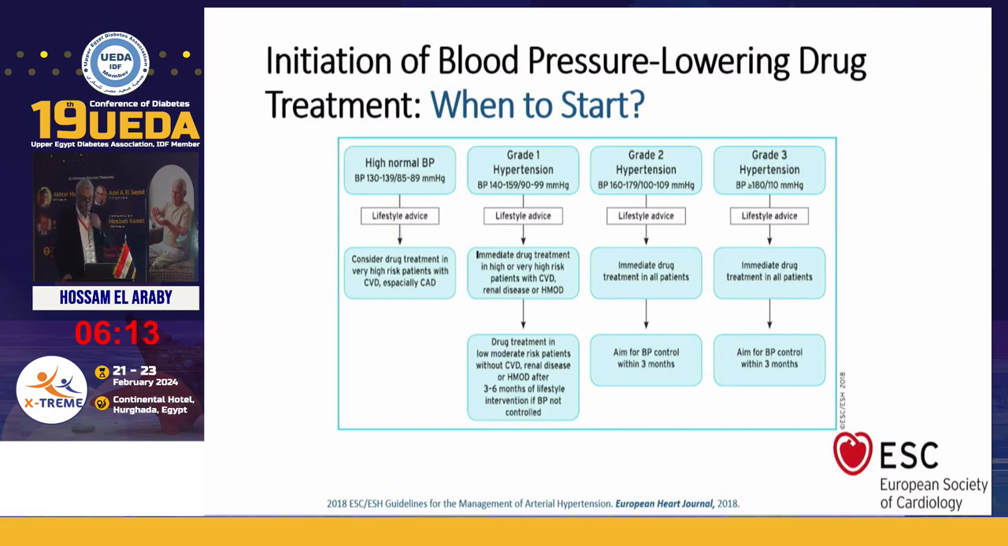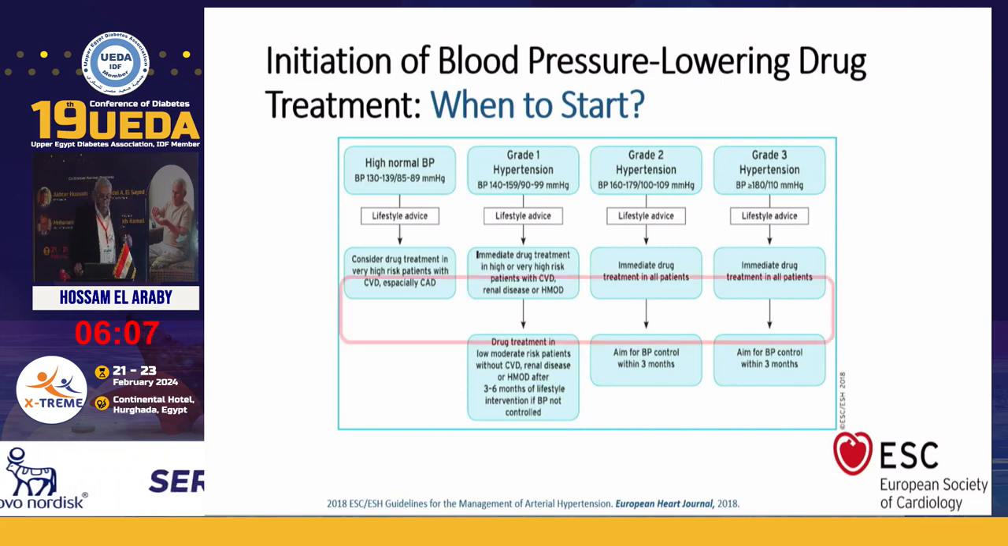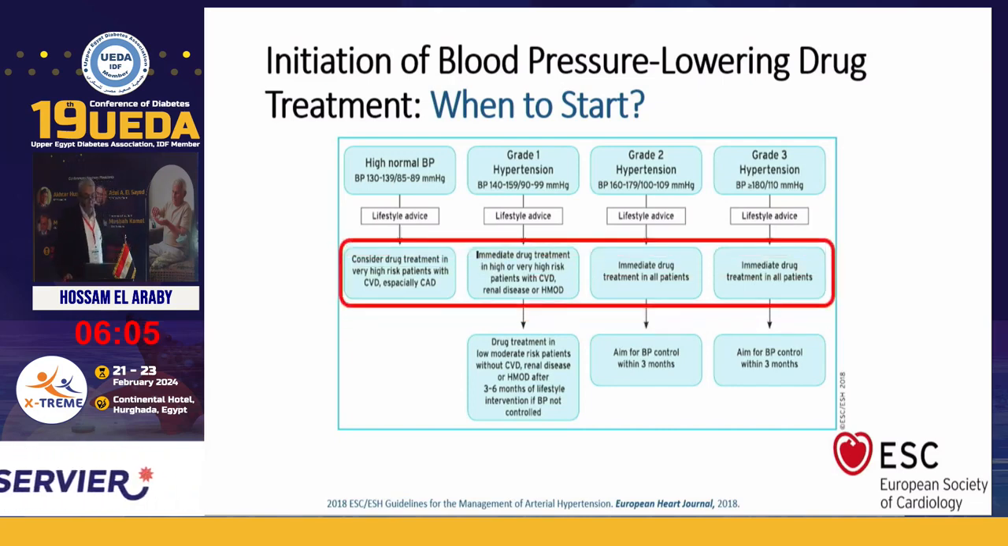This is why the recent European hypertension guidelines recommended starting drug treatment in patients with blood pressure from 130 to 139 and 85 to 89, high normal blood pressure, if there is a high cardiovascular risk, and starting drug treatment immediately for grade 1 hypertension.